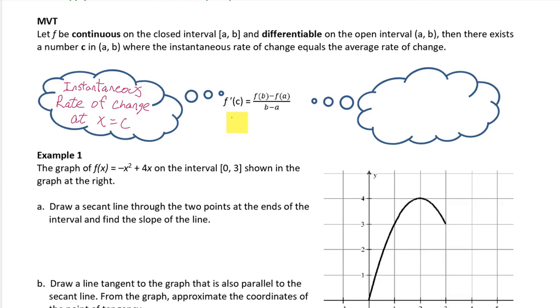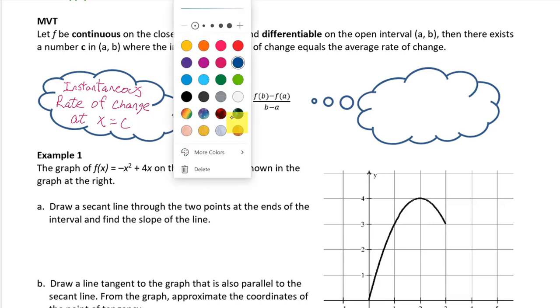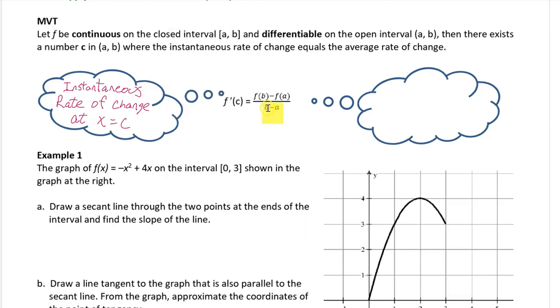On the right side, you see what looks like our slope formula over here, f of b minus f of a all over b minus a. This is the average rate of change. Average rate of change. And this is on the interval from a to b. All right, so let's kind of see how this works.